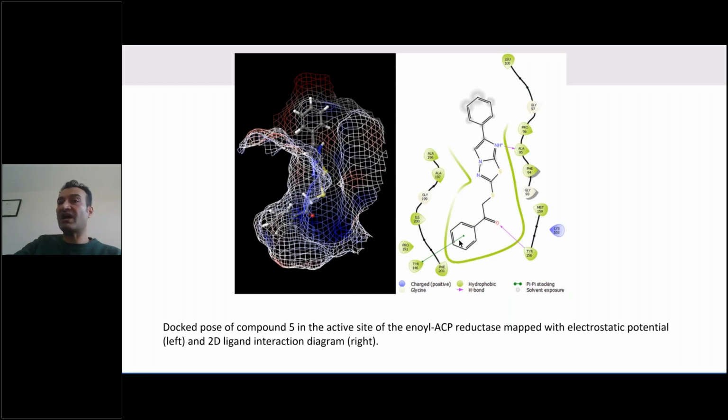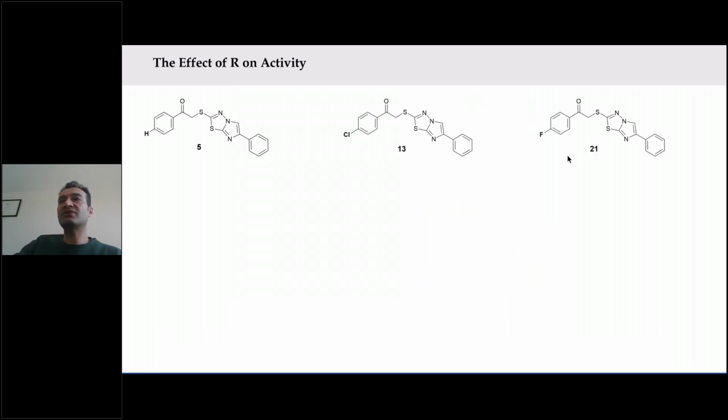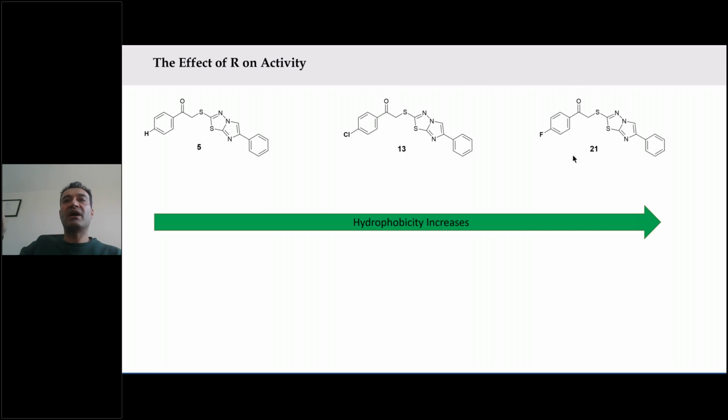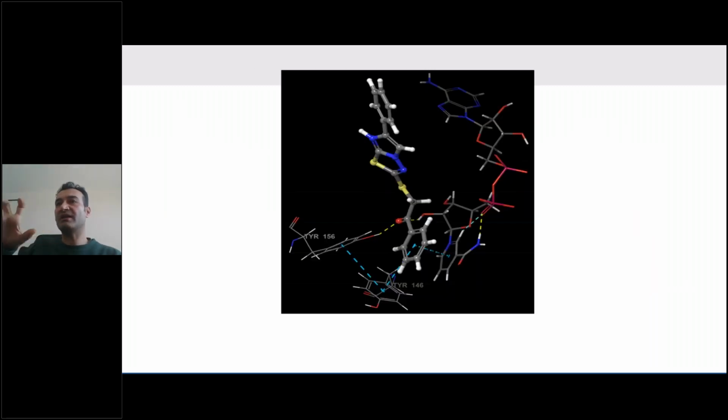So increasing hydrophobicity should increase the biologic activity. If you remove the hydrogen here, replace it with chlorine and fluorine, hydrophobicity increases, but unfortunately, after the experimental results, we saw that activity decreases. So 2D analysis is not enough, so you have to analyze carefully by visual inspection in 3D also.